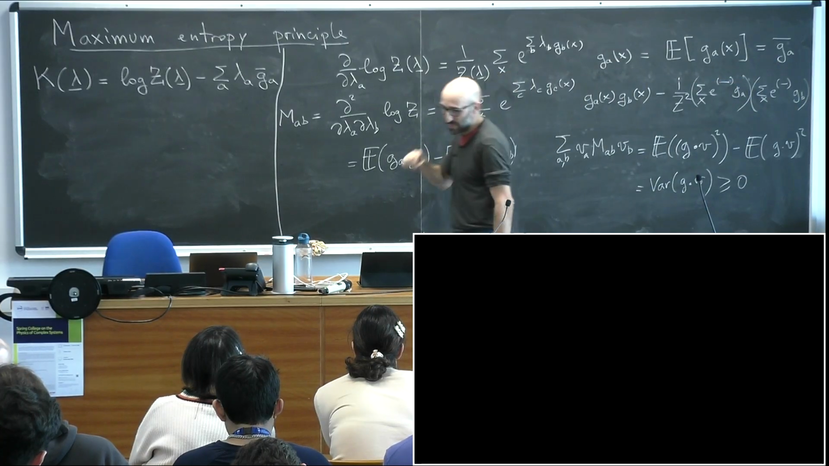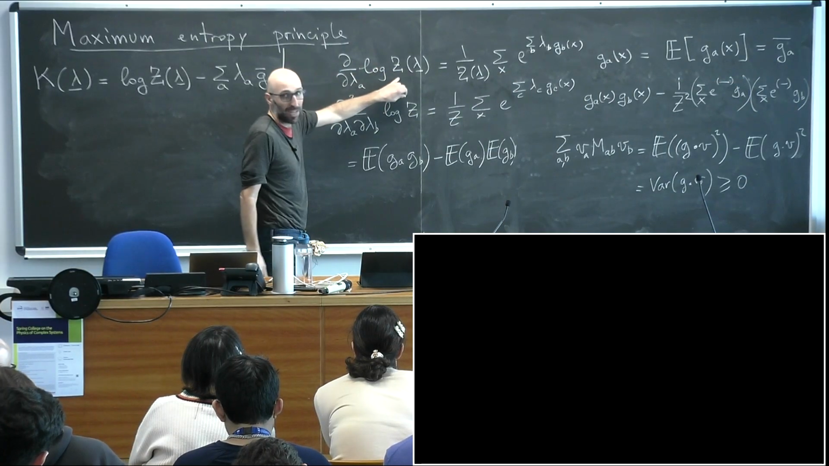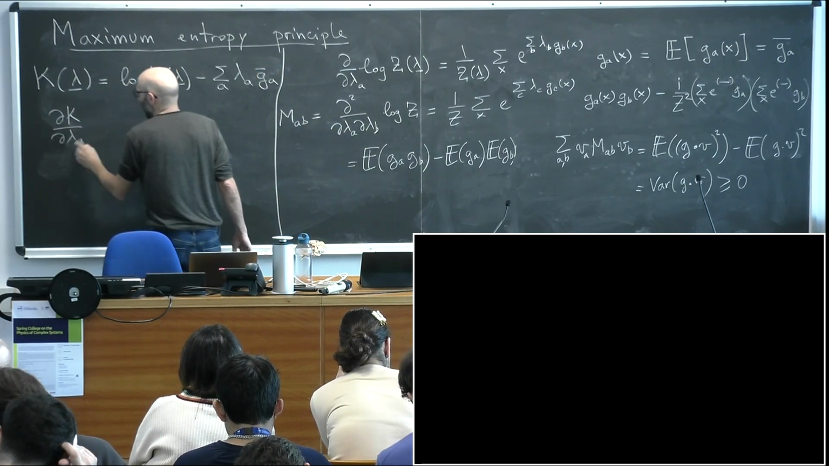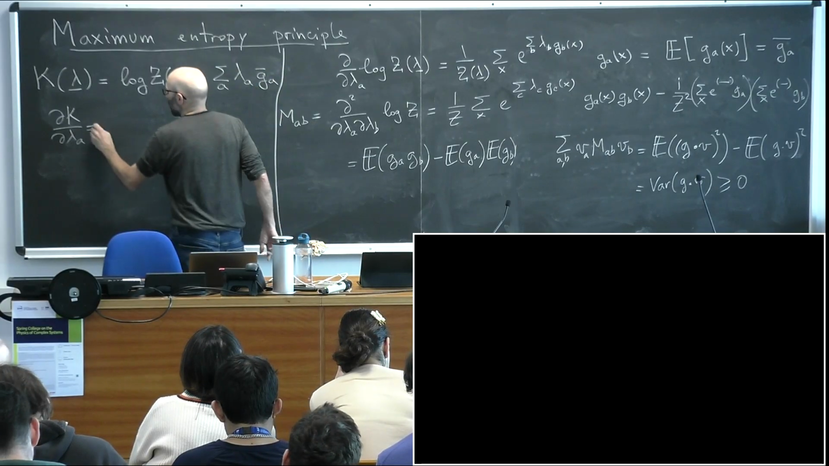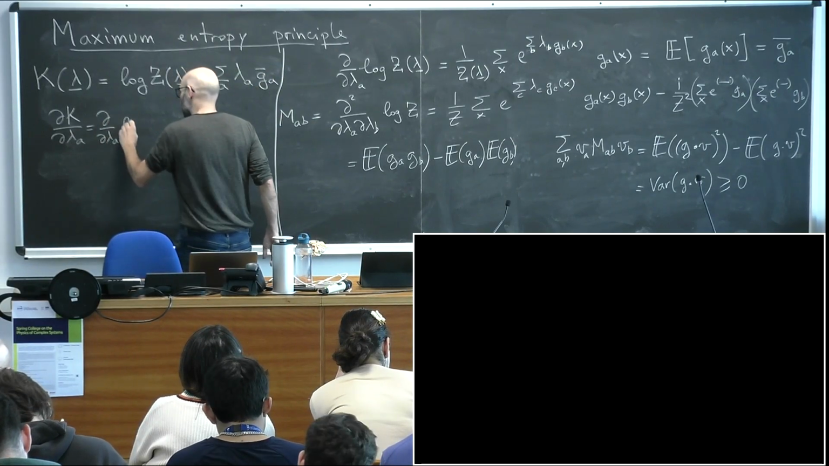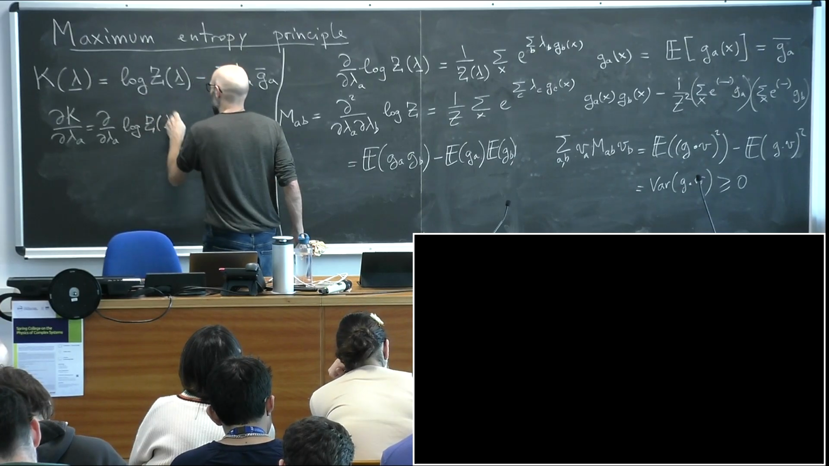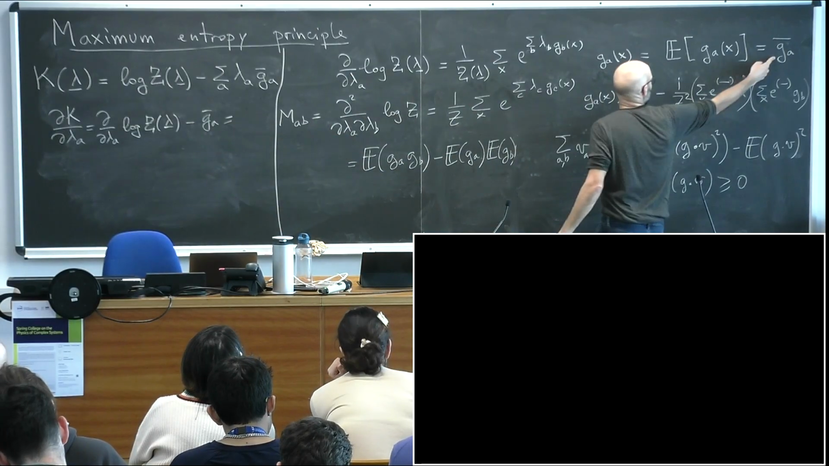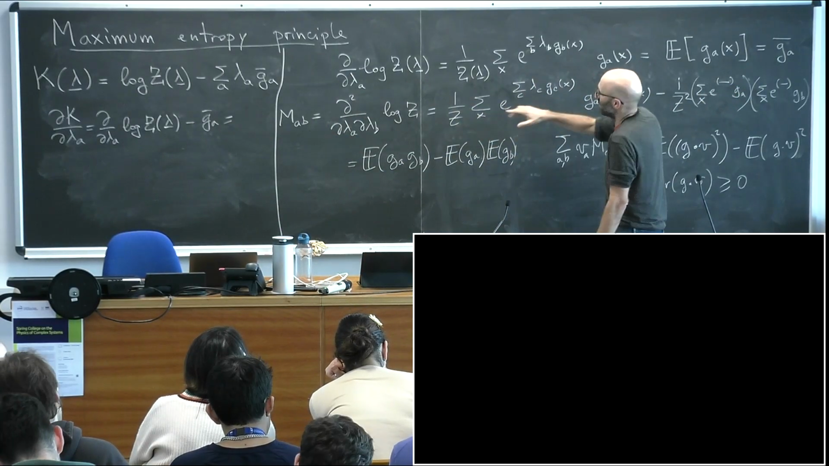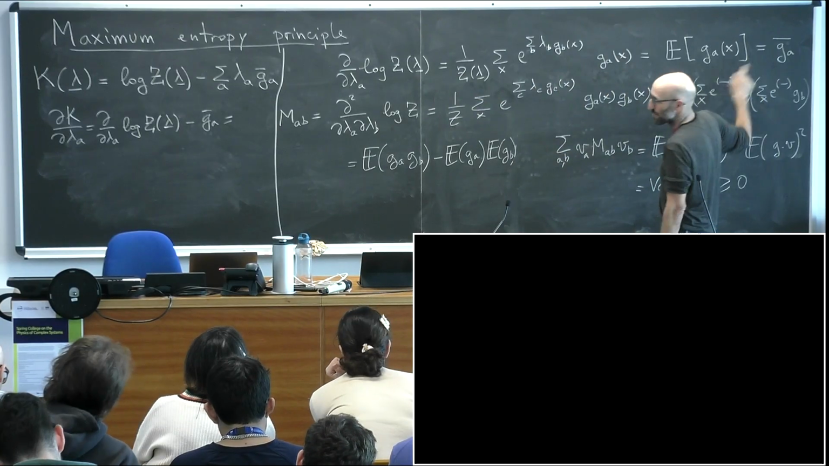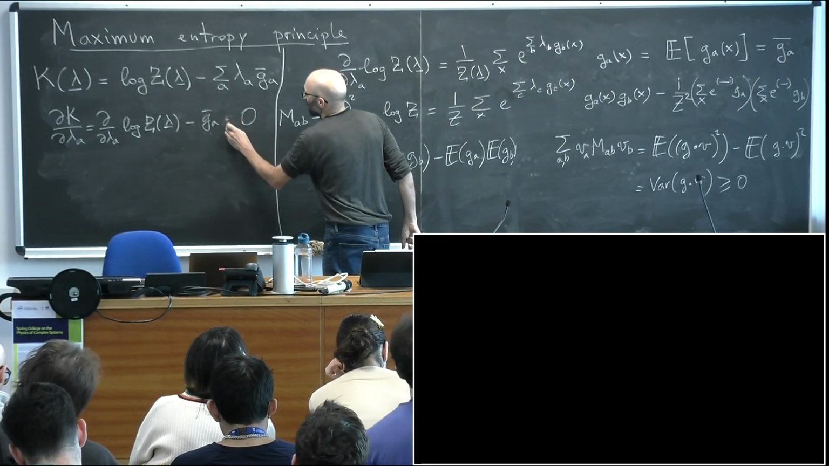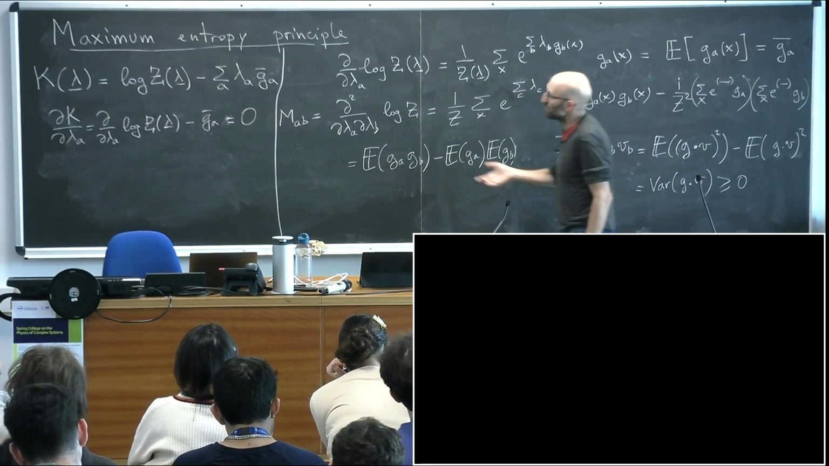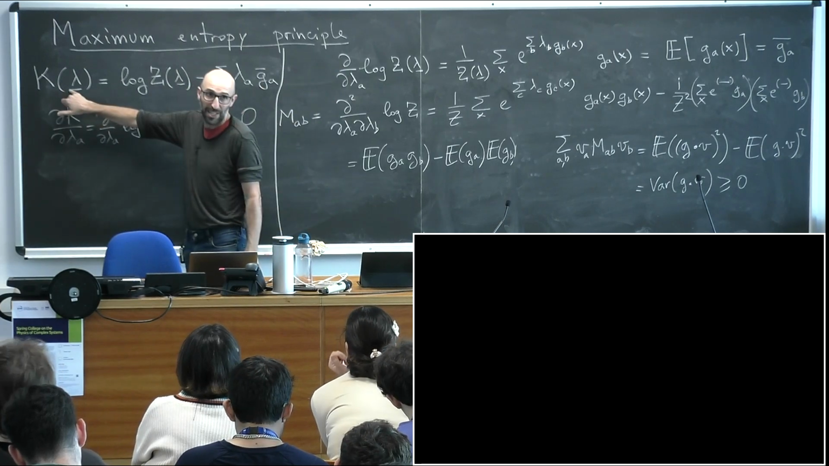And the equations that determine the lambda are simply that the derivative of k with respect to lambda a, which is equal to the derivative of log Z minus g bar, should be equal to 0, right? Because I want to impose that the derivative of log Z is equal to g bar. So in order to solve the equations and find the lambda, I have to find a stationary point of this function k.